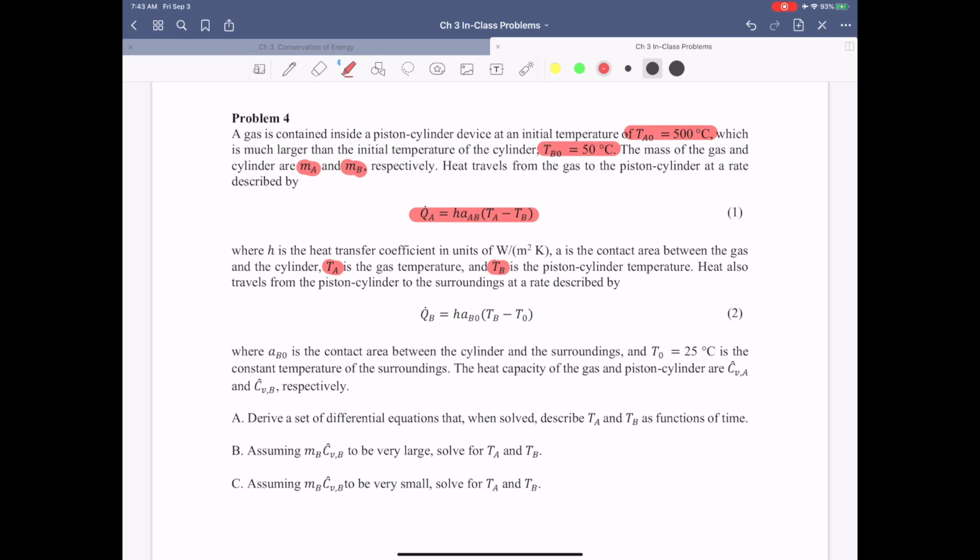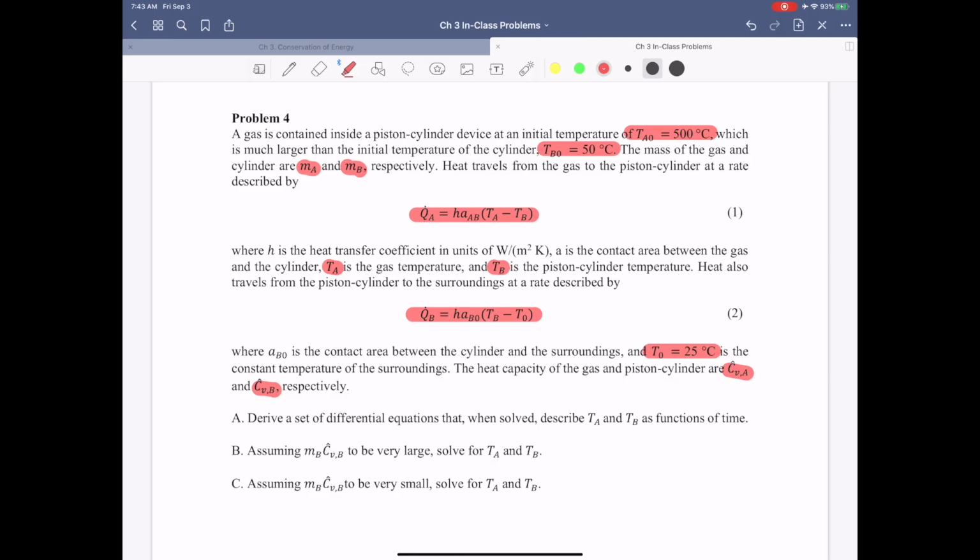Heat not only travels from the gas to the cylinder, but heat also travels from the cylinder to the surroundings outside the cylinder as well. And it's described by a similar equation here, where T naught is the temperature of the surroundings. We're also told that the heat capacity of the gas and the piston are CVA and CVB, respectively.